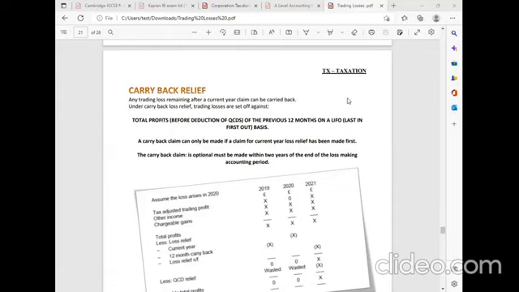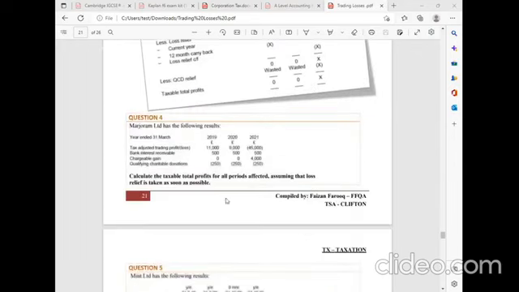Carried back relief means the company can carry back its loss for the previous 12 months. How many months can you carry it back? 12 months. How to do this one? Now we are going to learn. There is a question called Marjoram.